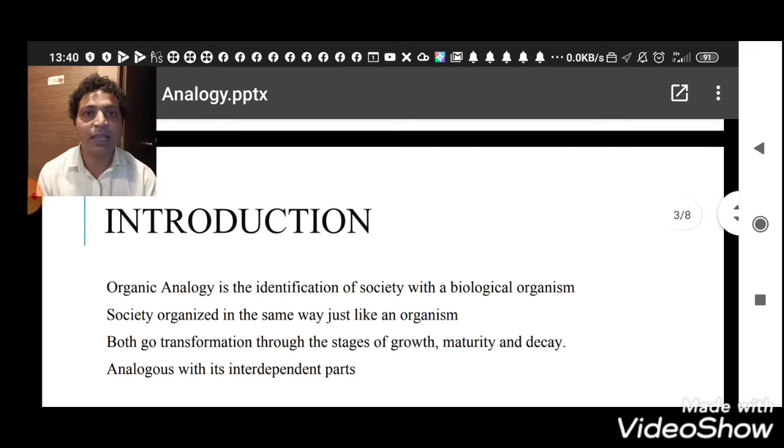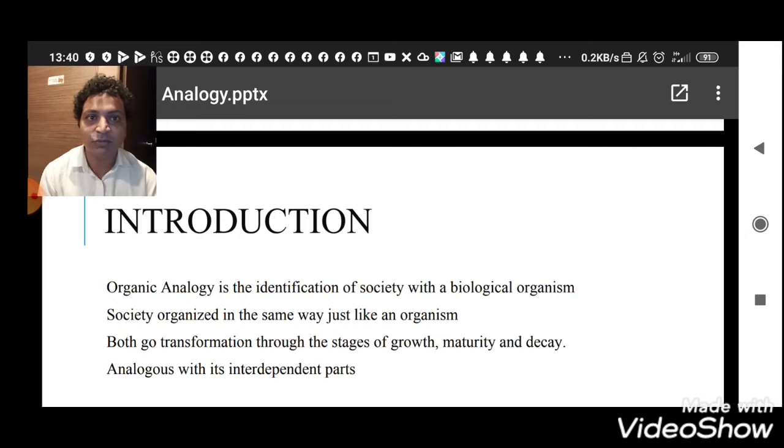As you see here, the organic analogy is the identification of society with a biological organism. Spencer was highly influenced by biological sciences, the progress that they had made, and he was convinced by the biological concept of evolution. And he applied this concept of evolution to society as well. Evolution means a movement from something that is incoherent, unknown, to something that becomes coherent and known, from simple to something that becomes complex. And he said that society was organized in the same way, just like an organism.